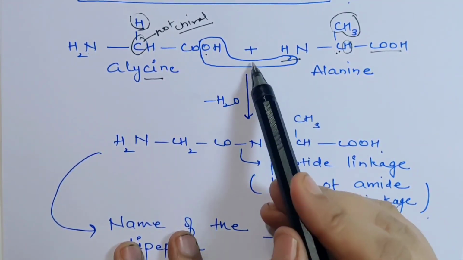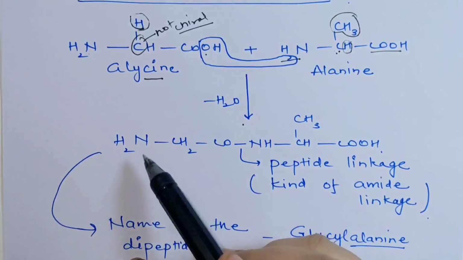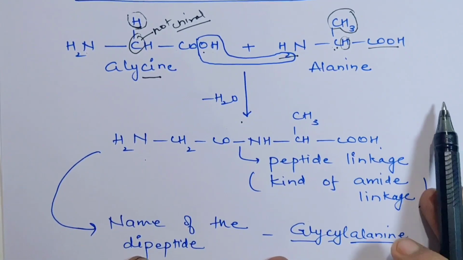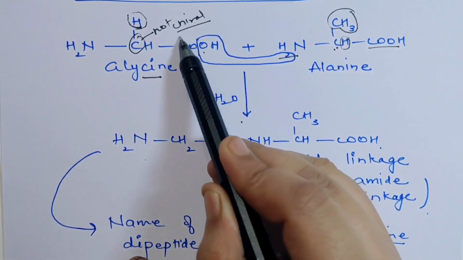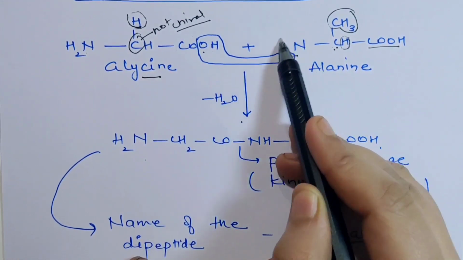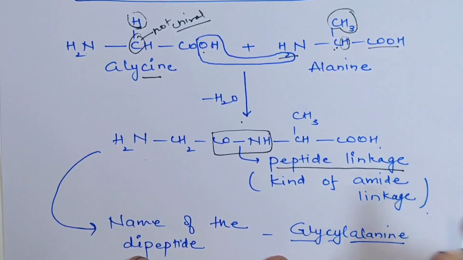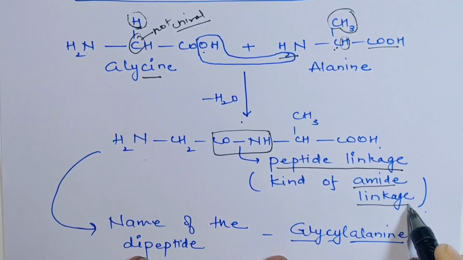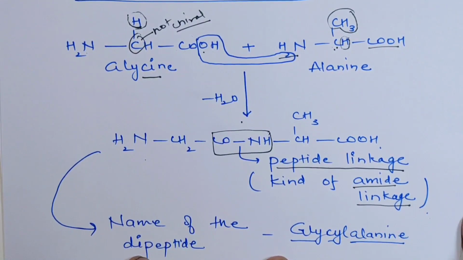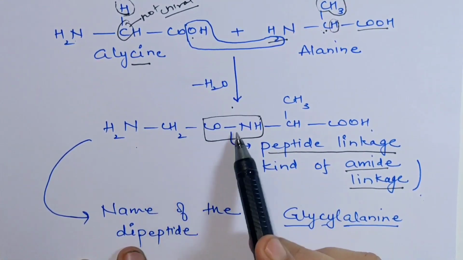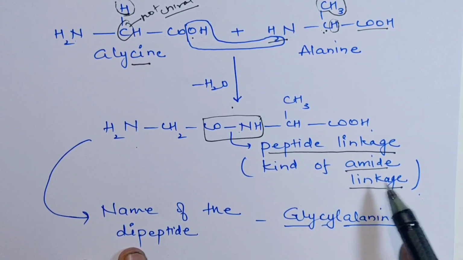Anyway, so what happens is, when these two come together, the carboxylic part combines with the amine part, and with the loss of a water molecule, it forms a dipeptide. The linkage between this carbonyl carbon and this NH is called peptide linkage. It's a kind of amide linkage. Amide linkage you've seen in the amines chapter. So this is peptide linkage, a kind of amide linkage.